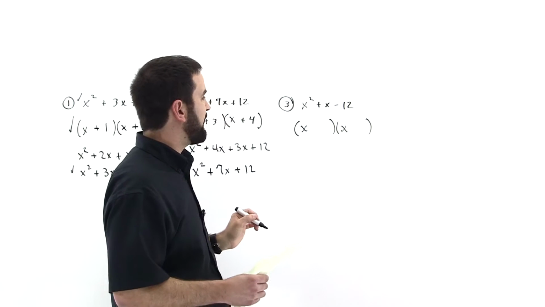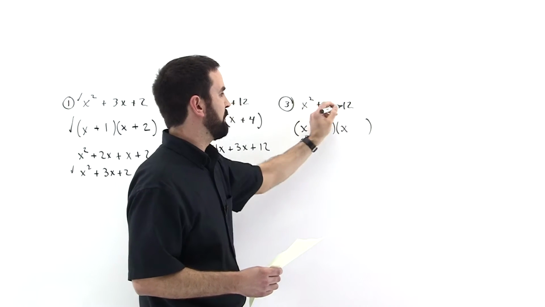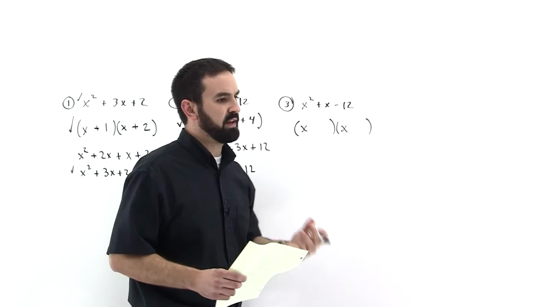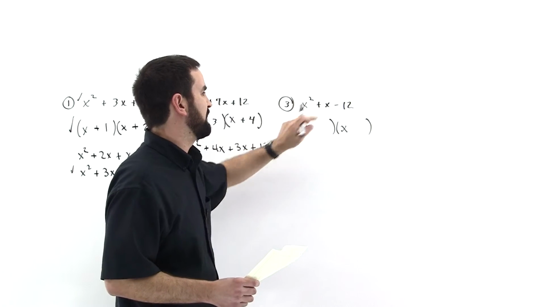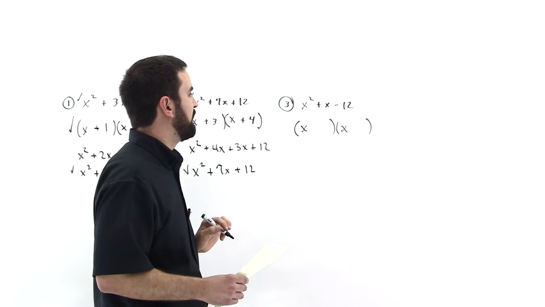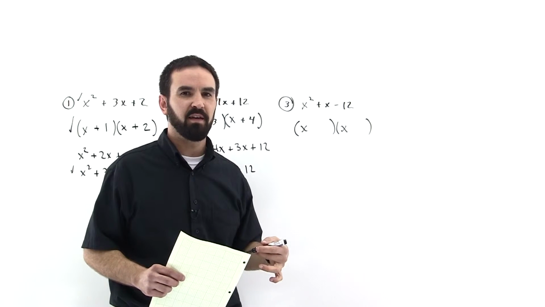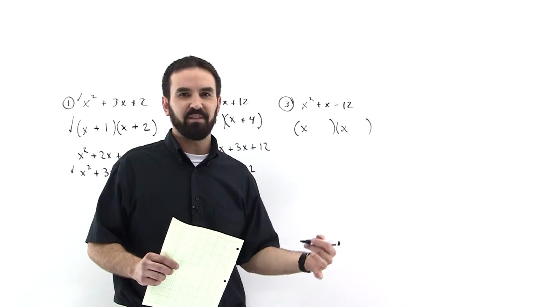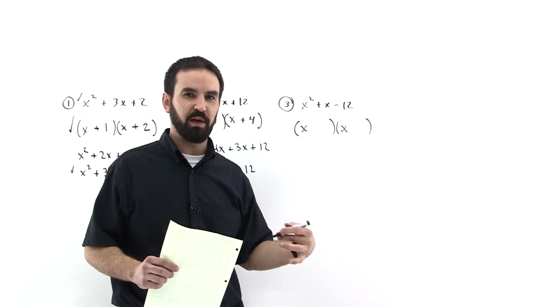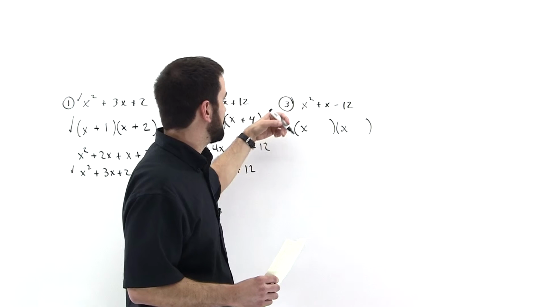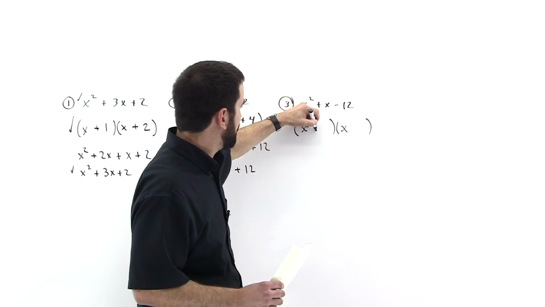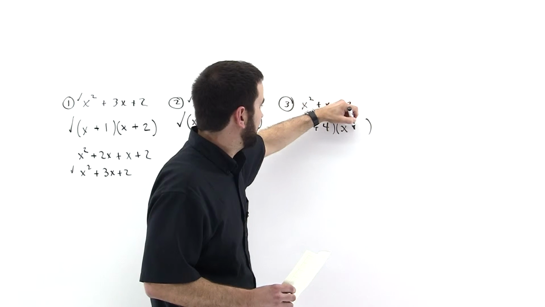And then we want the product of this number and this number to equal minus 12, but then the sum of those two numbers to be equal to positive 1. Right? So 4 times negative 3 gives negative 12. Right? And then 4 plus a negative 3 gives a positive 1. So that works. So let's do x plus 4 and x minus 3.